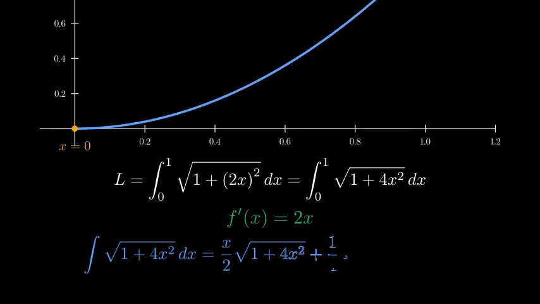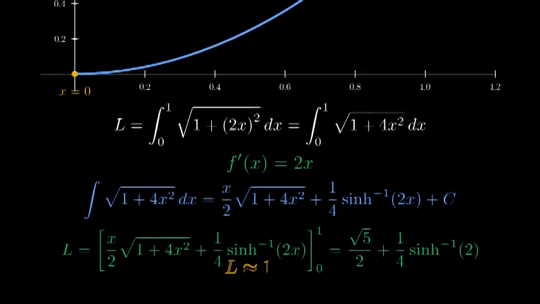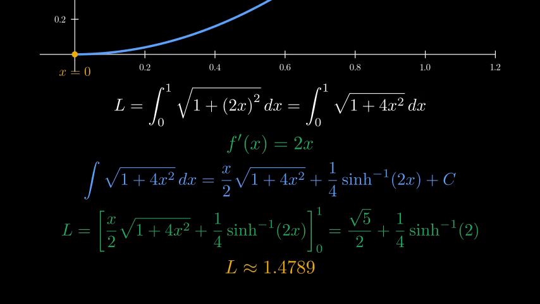A correct antiderivative is 1/2 x times the square root of 1 plus 4x squared plus 1/4 times inverse hyperbolic sine of 2x. Evaluated from 0 to 1, the exact length is 1/2 times the square root of 5 plus 1/4 times inverse hyperbolic sine of 2, which is approximately 1.479.